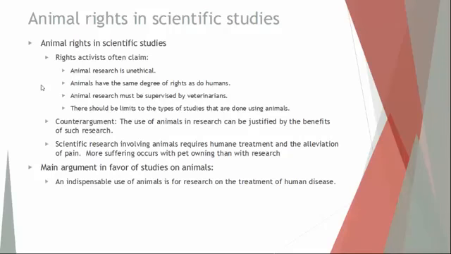Now, the counter argument is from the people who say that animals should be used. There are a few points for this argument. The use of animals in research can be justified by the great many benefits that can arise from such research. Also, some scientific research involving animals requires humane treatment during these studies and the alleviation of pain. And some would argue that a general pet owner would inflict more pain and suffering than a scientific researcher would. The main argument in favor of using animals in studies is because they have given an indispensable amount of information and data on human disease and human suffering.